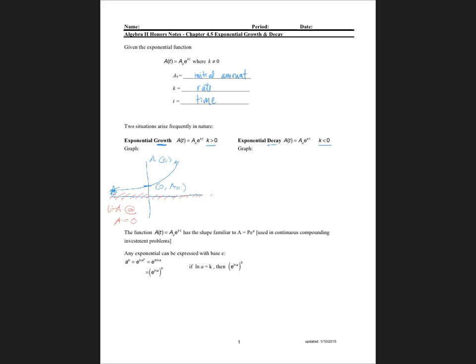If we are dealing with exponential decay, in the instance where k is less than 0, t is our independent variable, A of t is our dependent variable, and again the vertical axis intercept is 0, A naught, our initial amount. And again, we'd have a horizontal asymptote at A equals 0. So those are our two situations. We use this in investment problems when we are continuously compounding an investment.